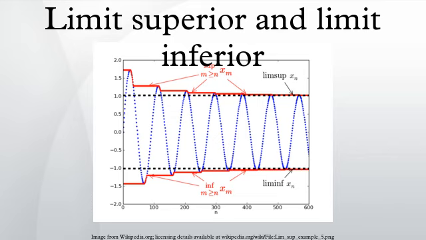Examples: as an example, consider the sequence given by x_n equals sin n. Using the fact that pi is irrational, one can show that liminf is minus 1 and limsup is 1. This is because the sequence 1, 2, 3, and so on is equidistributed mod 2 pi, a consequence of the equidistribution theorem.